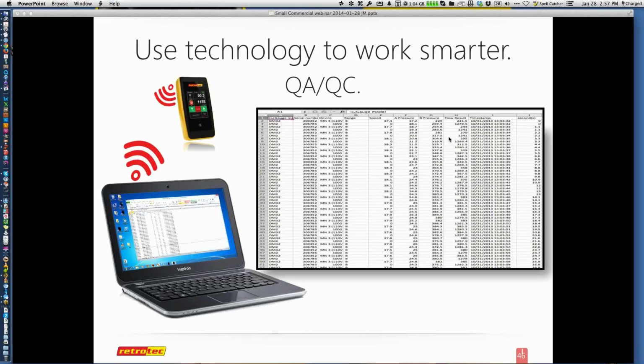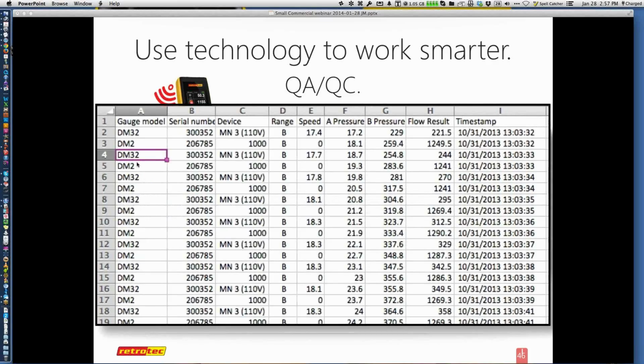Because it's hard to read, I'll zoom in for you. On channel A, it's telling me what gauge I had, and you can see that it's giving me the DM32 and the DM2 together as the readings go. So they keep repeating themselves every second. It tells me what the serial number was for the gauge, and here's the device.